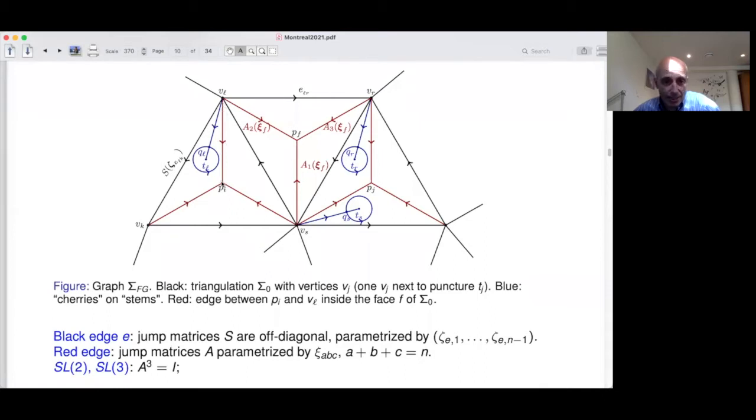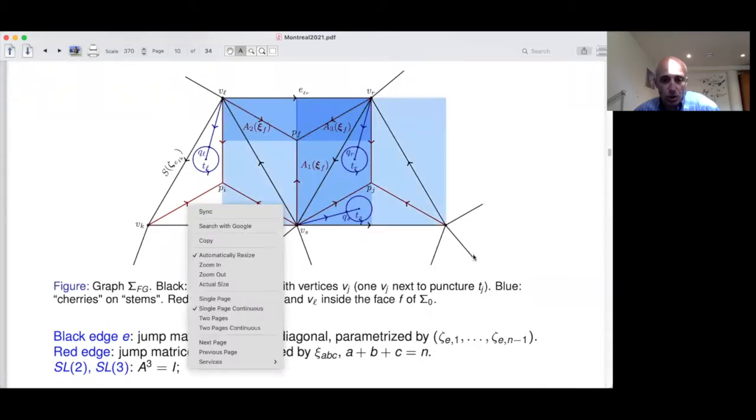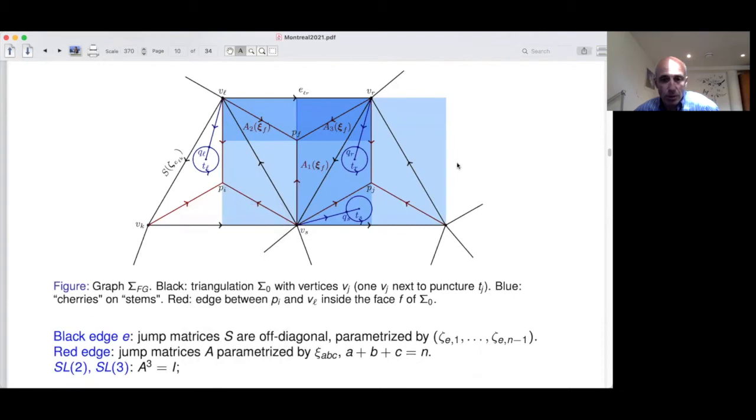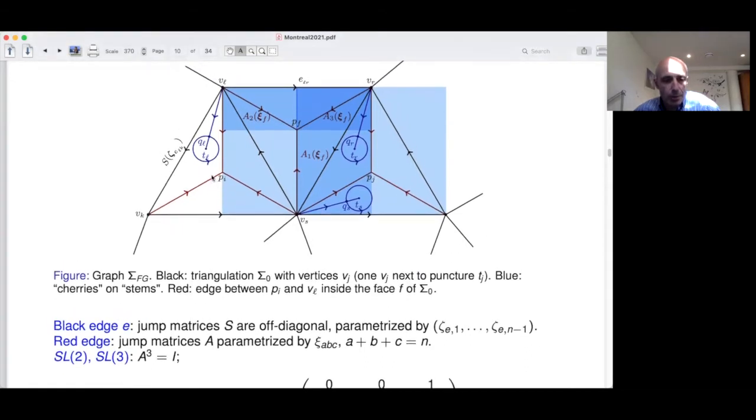On those red edges, the jump matrices in 2 by 2, just a second, something happened. Okay, never mind, I don't know how to remove this blue. Let's just not spend my time on that.